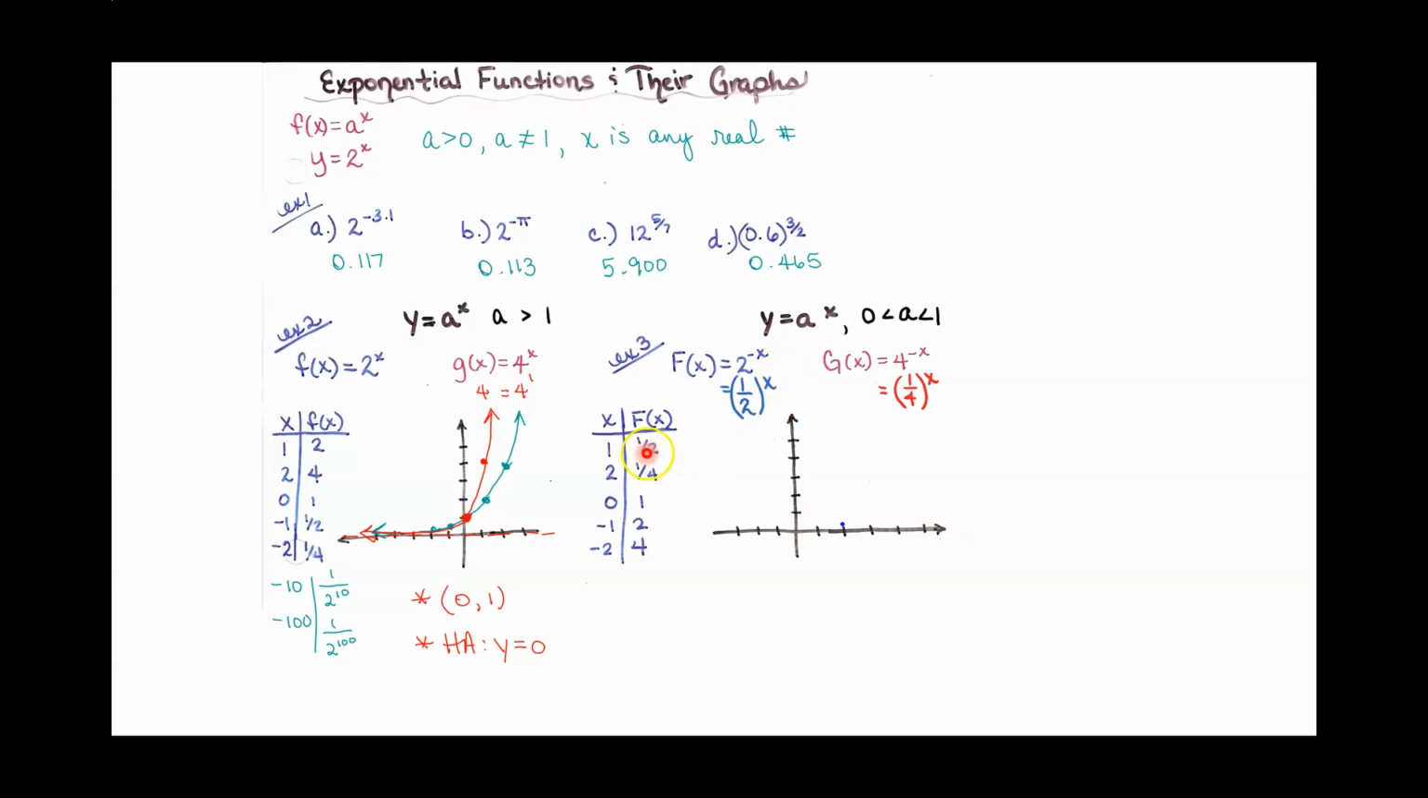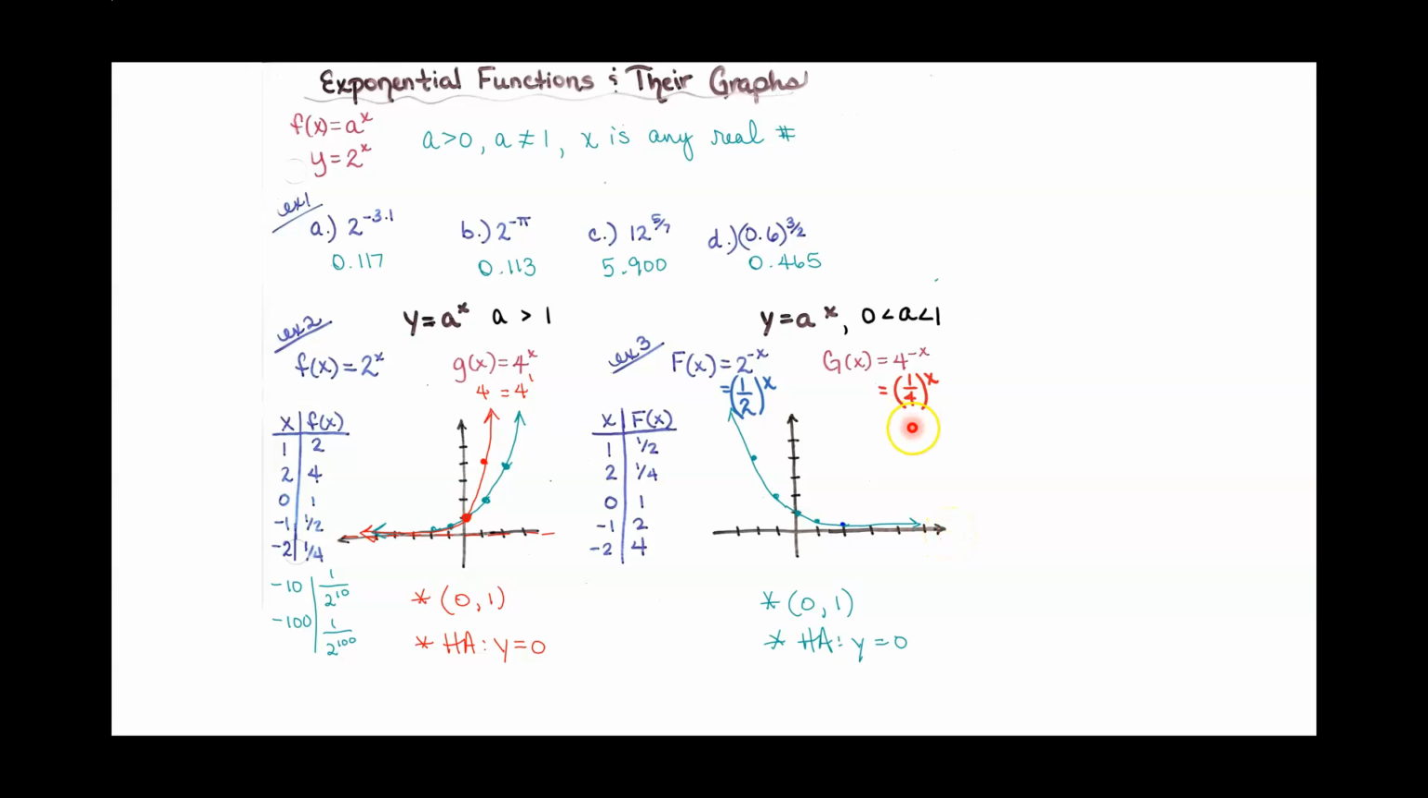So again, I'll start with just making an XY chart for 1/2 to the x and plotting those points, and this is what I get. And so when I connect those points, I see that same kind of shape that we saw a moment ago with the increasing one, only this one is going down, it's decreasing. Notice that we have the same two landmarks. We still have the y-intercept at 1. We still have the horizontal asymptote at 0.